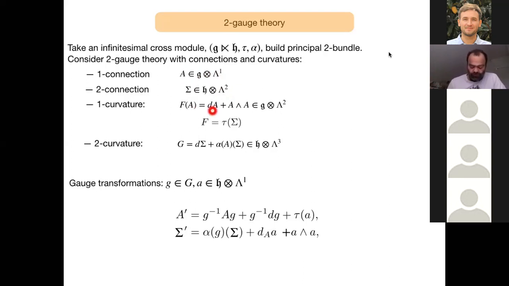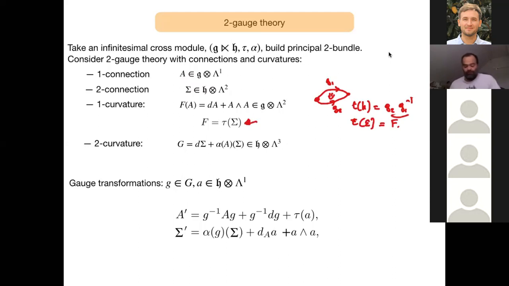Then we have the notion of curvature, the one-curvature. But remember that if you have a decoration like that with G1 here and then G2 here and then H, then T of H is essentially equal to G2 G1 inverse. If you go to the infinitesimal limit of that, it means that tau of sigma is going to be the holonomy around a loop. So this means we need to have this type of property: F is connected to sigma. If tau is zero, then it just means it has to be flat.